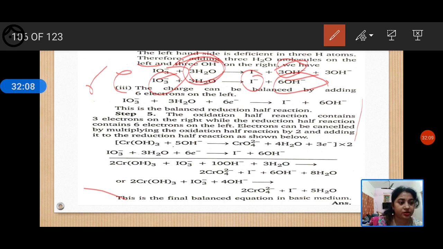So we will make it 6 electron to cancel off. So a whole reaction will be multiplied by 2. 6 electrons will be cancelled off and rest we will add, and that will be a balanced equation. We will see that all the atoms are balanced, all the charge is balanced, and this final balanced equation is here in the basic medium.